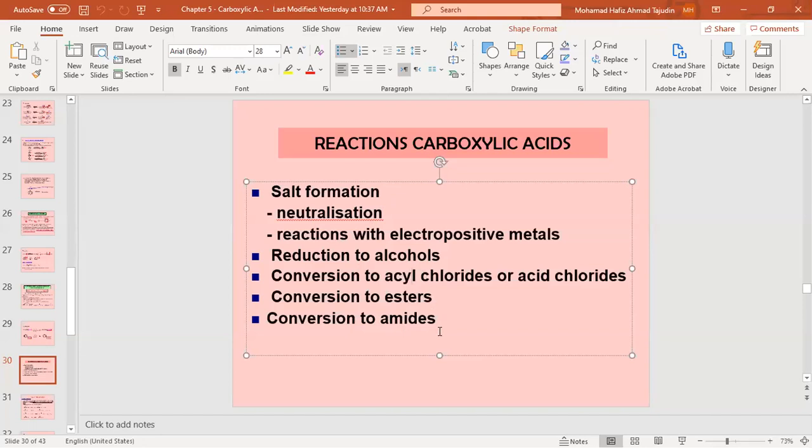So, let's take about 5-minute break. Saya akan terangkan pasal nucleophilic substitution. Then we can proceed. Itulah untuk ulang kaji untuk test nanti. Okay? So, kita ambil 5 minit break ya.